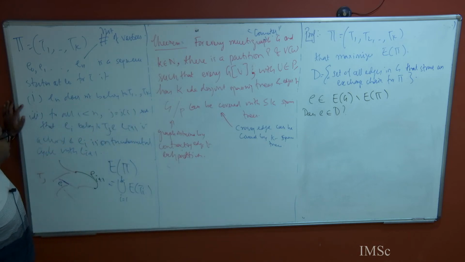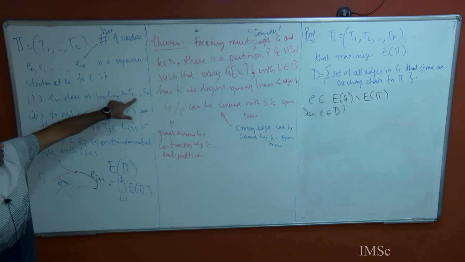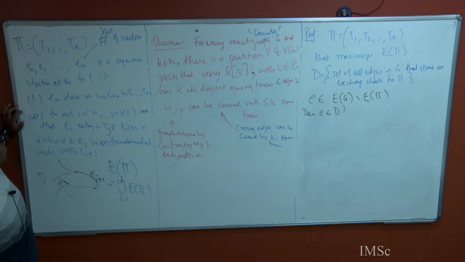E does not belong to T1 to Tk. If E starts or extends a chain, it has to belong to some T1 to Tk, right? But E_i is the starting one. We are exchanging with E_{i+1}, so E_i should be in the tree. So E0 should be in the tree. So E can be a single sequence, where the last one does not belong to T1 to Tk. That's all it says.